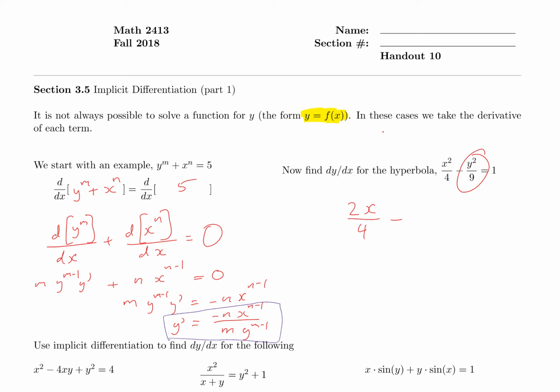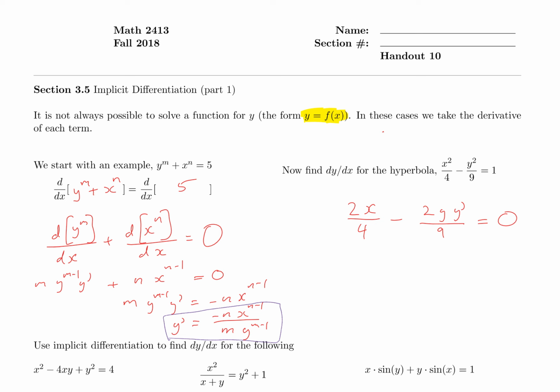Now we're dealing with y here, and we are taking the derivative of y with respect to x, and y is a function of x. Those are the important things to keep in mind. So we have 2y times y prime, divided by 9. Now on the right hand side, we have that 1. That 1 is a constant, and so the derivative of a constant is just 0. Next step, we're going to go ahead and solve for y prime.